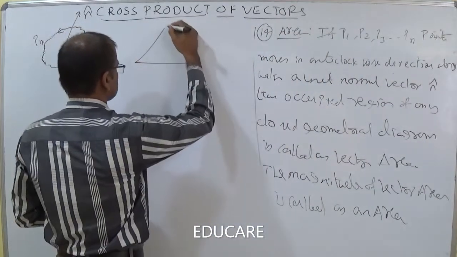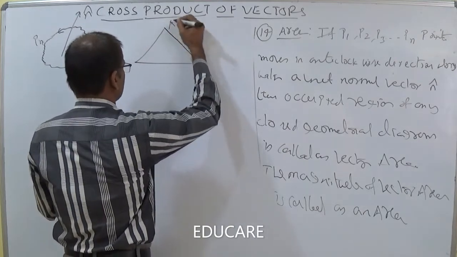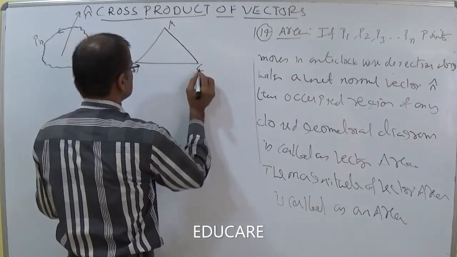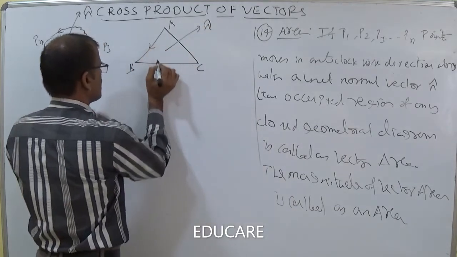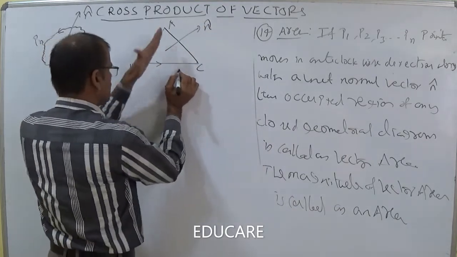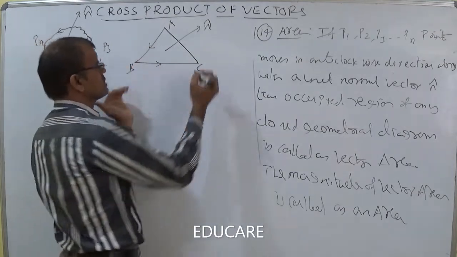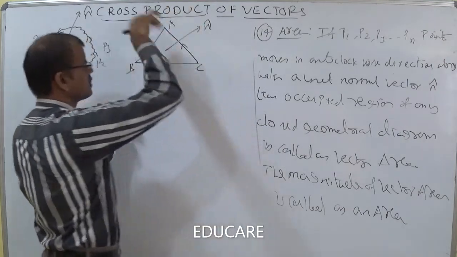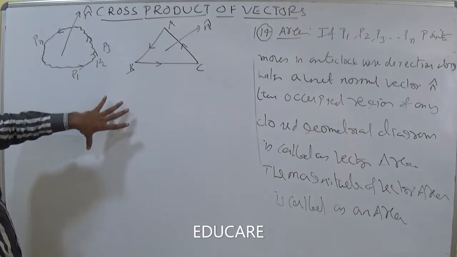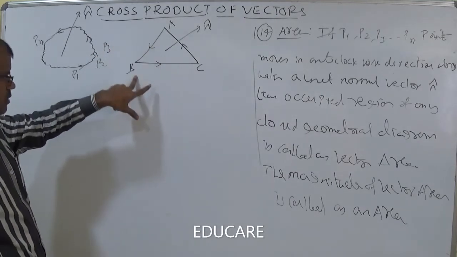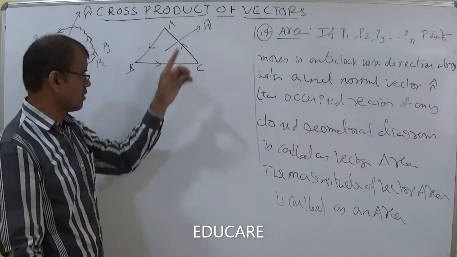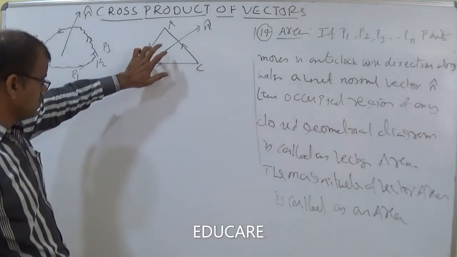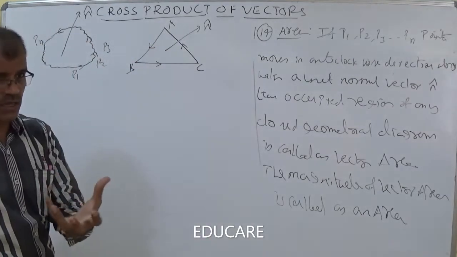Example, this is a triangle. Let this be A, this B, this C. This is a normal vector N. A moves towards B, B moves towards C, and C moves towards A, a closed diagram, along with a unit normal vector N bar. So the occupied region is called the vector area.